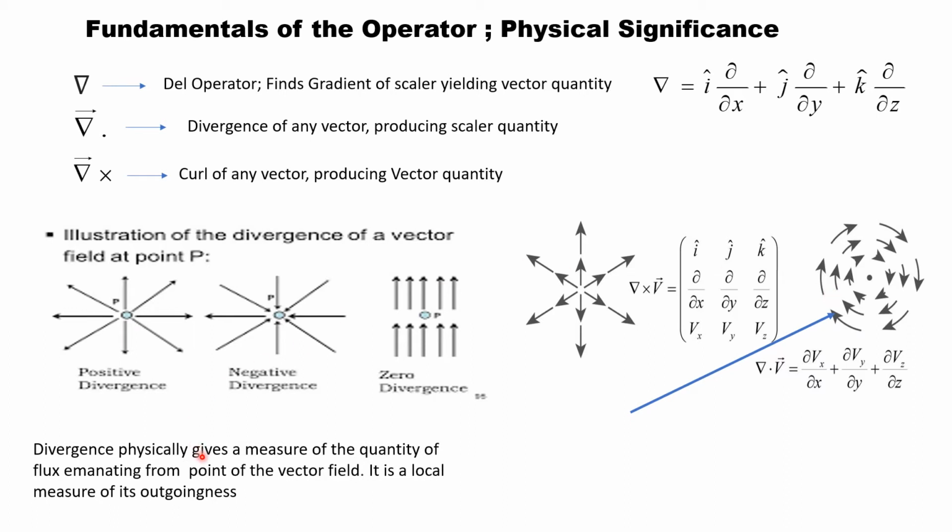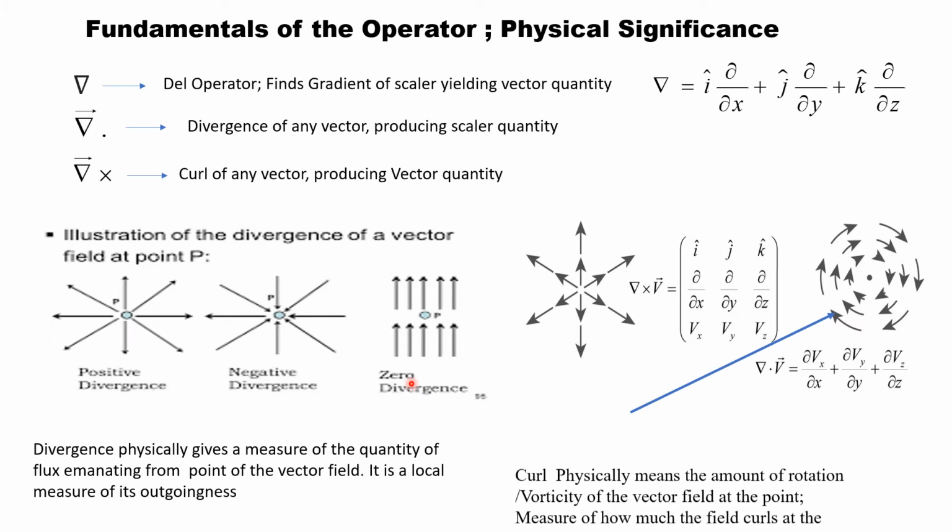So divergence physically gives a measure of the flux emanating from a point of the vector field. You can see it is emanating from the point of the vector field. It is the local measure of the outgoingness. And if the number of incoming fluxes and outgoing fluxes are equal, then the divergence is 0, and you can term it a solenoidal field.